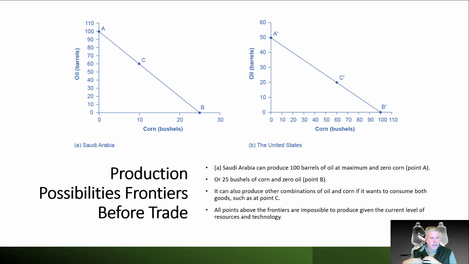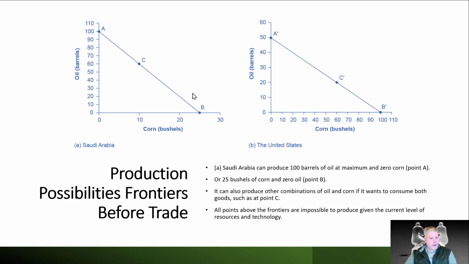So in this particular case, over here in A, Saudi Arabia can produce 100 barrels of oil and zero corn, or can produce 25 bushels of corn and zero oil. So it could produce anything else along this production possibility frontier, so 60 and 10, for instance. All points above the frontier are impossible because the current level of production doesn't support it, and below would be inefficient. So you essentially have your production possibility frontier, which you'll recall from your micro classes, sitting right along this line here.